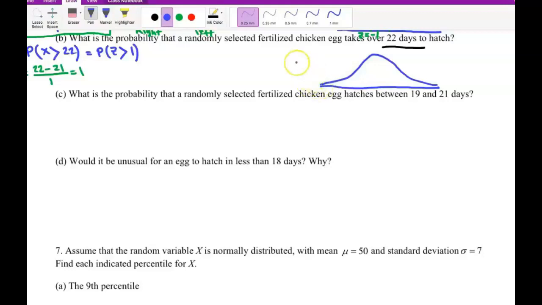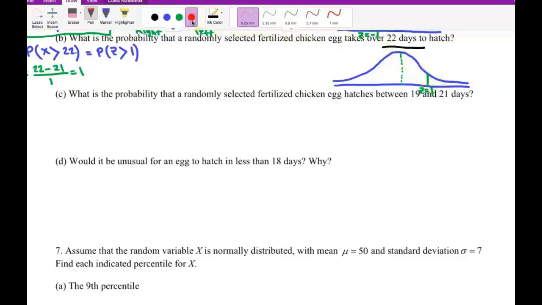It's kind of hard drawing, huh? So I'm retrying it. Okay, much better. Okay, so z0, and here we have 1. So z equal to 1. And since we have greater than, we need to find the area to the right of z.